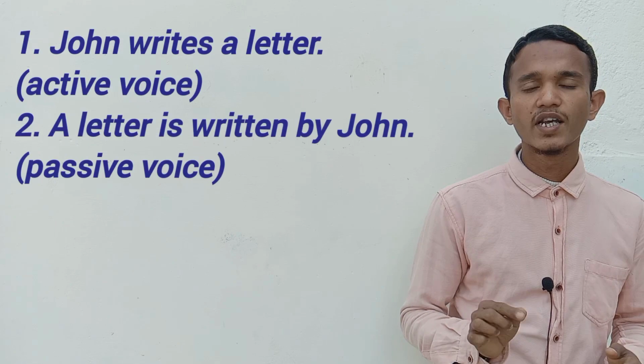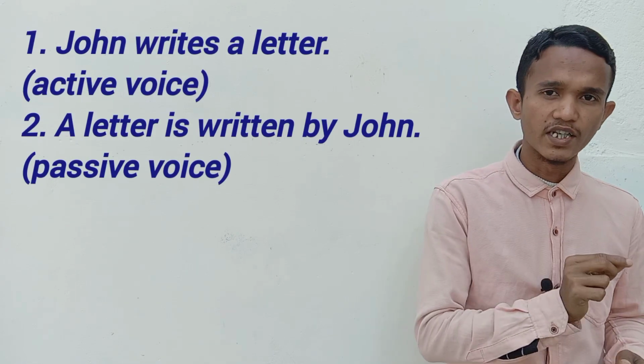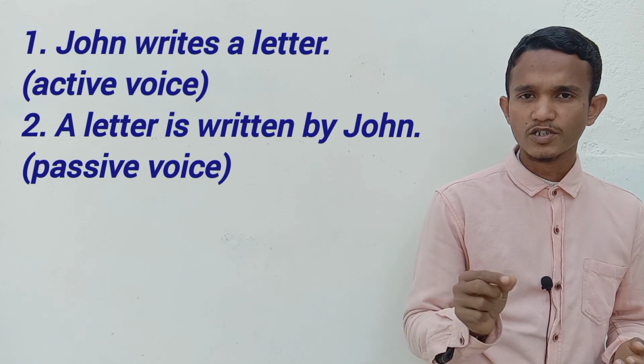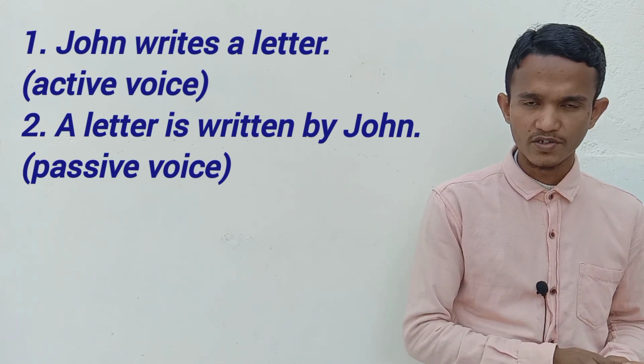Interchange of subject and object means we need to use the object of the sentence in place of subject in passive voice tense. Don't you understand? No problem. Look at these 2 active and passive examples. Number 1, John writes a letter, active voice tense. And number 2, a letter is written by John, passive voice tense.